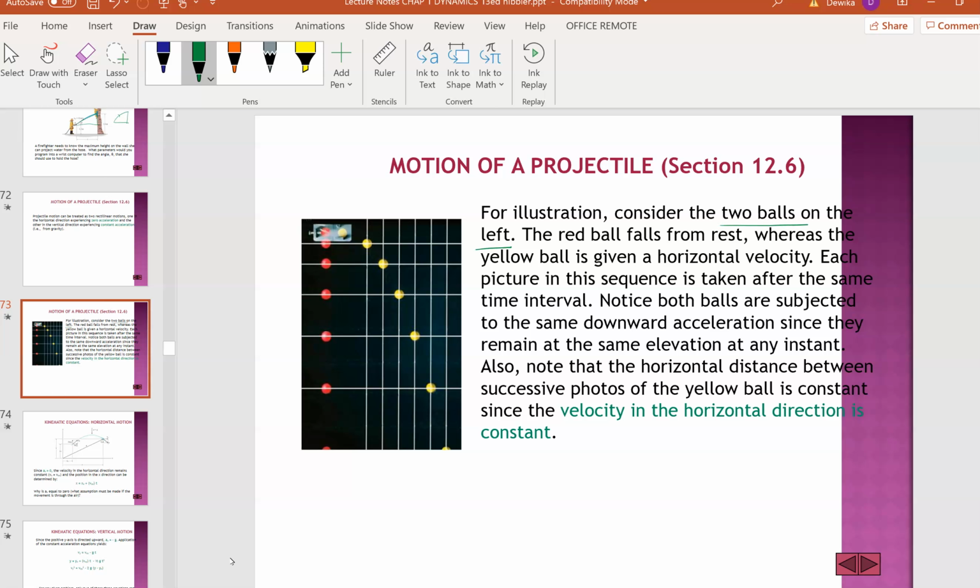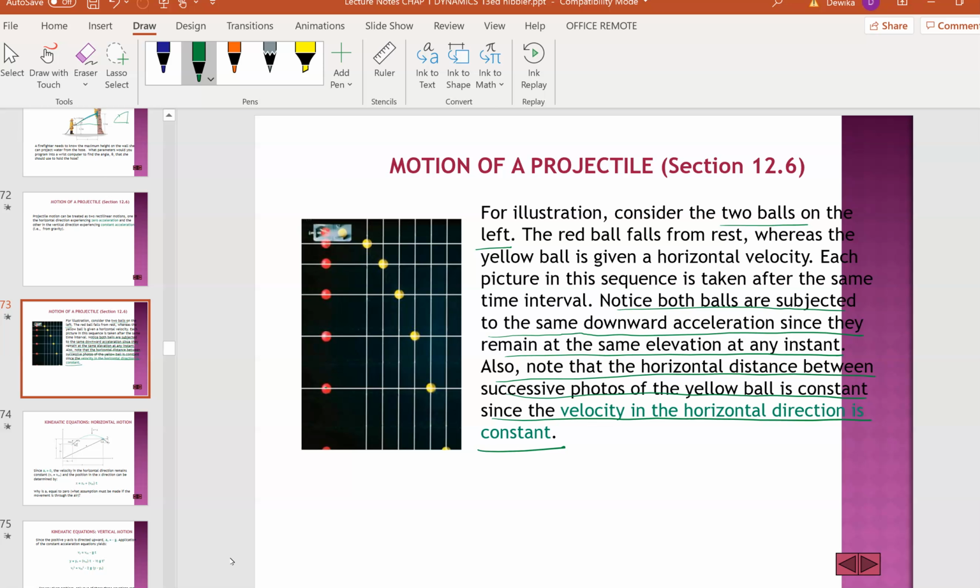So we have one ball that we dropped, the red ball, and the yellow ball, both dropped at the same time. Notice that both balls are subjected to the same downward acceleration, that's gravity, and remain at the same elevation at the same time. Note that the horizontal distance between the successive photos of the yellow ball is constant, since the velocity in the horizontal direction is also constant.